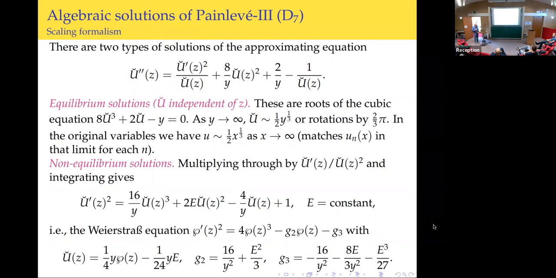If I do a little linear transformation of the Weierstrass function to get u breve, then the same equation is matched by the Weierstrass equation, choosing the invariants g2 and g3 to be these constants over here. So if you believe this, you're either going to get something that looks like a Weierstrass function, or you're going to get a constant that depends on y by this cubic here.